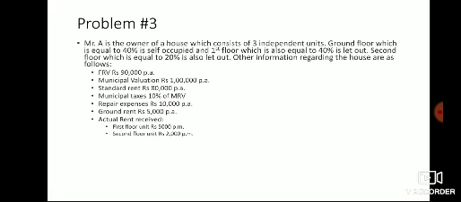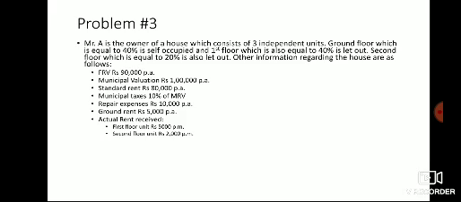Problem 3, another comprehensive problem for you to understand better how to solve these problems on income from house property. Here, Mr. A is the owner of a house which consists of 3 independent units. The ground floor, which is 40% of the entire building, is self-occupied. The first floor, which is again 40%, is let out. And the second floor, which is 20%, is also let out.